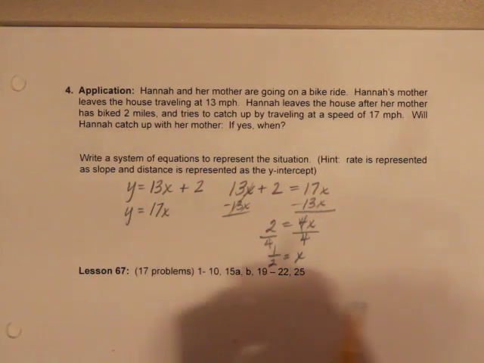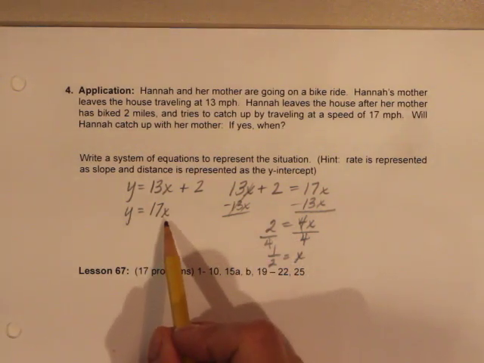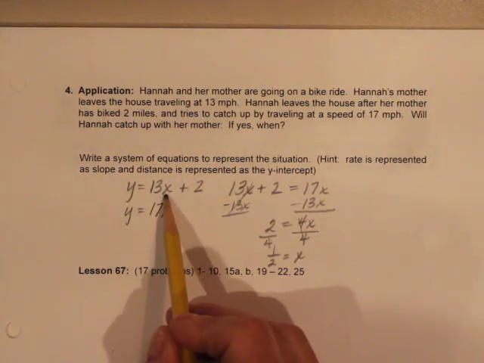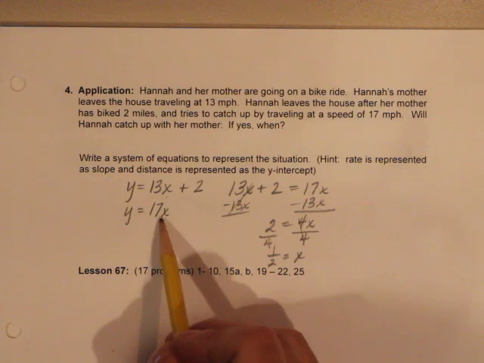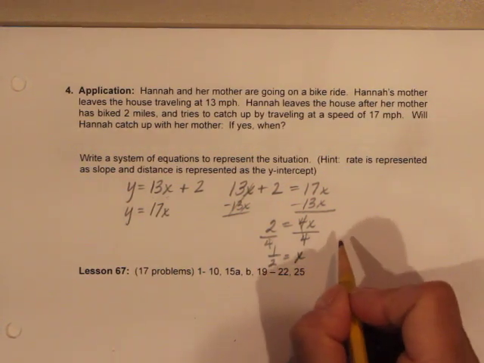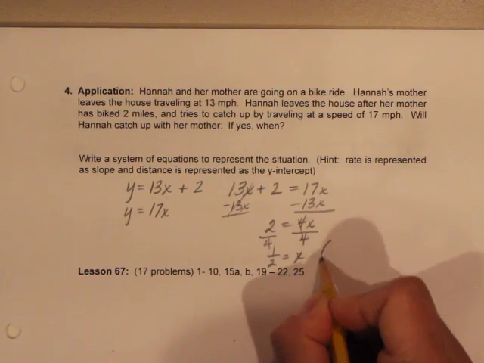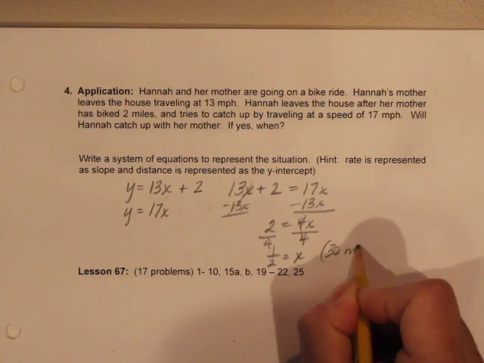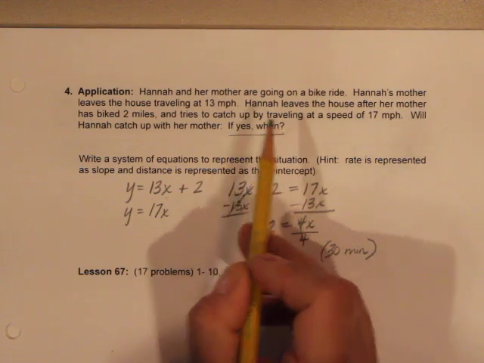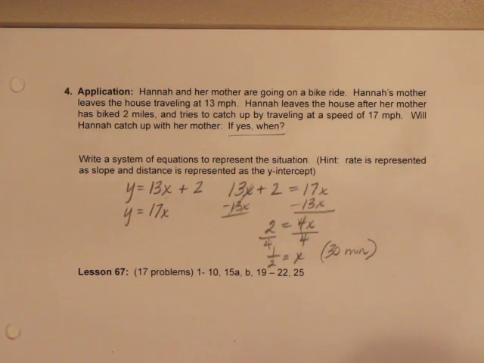1/2 of what? The answer is, this is the amount of time that they've been riding. This is 13 miles per hour, so half of an hour. x equals half an hour, essentially 30 minutes. So after 30 minutes, if she catches up, when, she's going to catch up in 30 minutes.